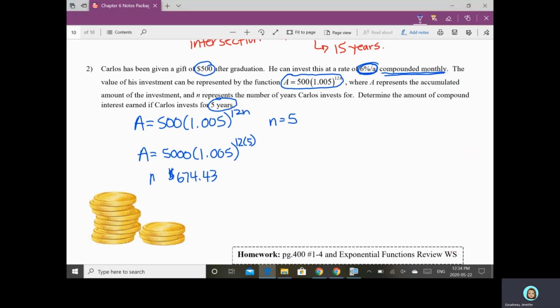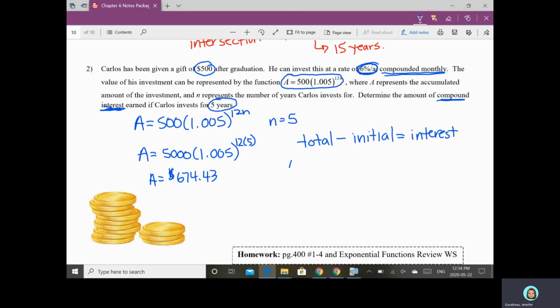There's his accumulated amount. Again, let's go back and read the question. The question says, determine the amount of compound interest earned. So this question isn't actually asking for the accumulated amount, but how much interest they earned. To find how much interest, what we're going to do is take the total amount that he has, and we're going to subtract the initial investment. That will tell us how much interest was earned.